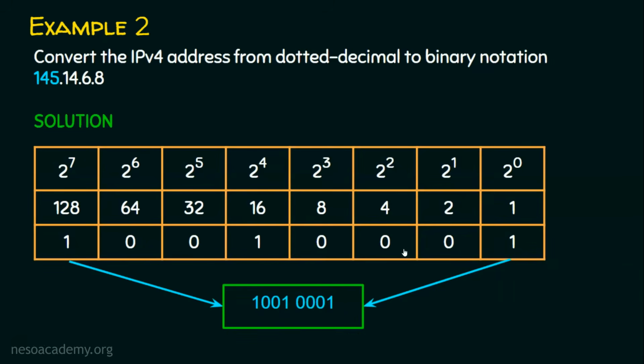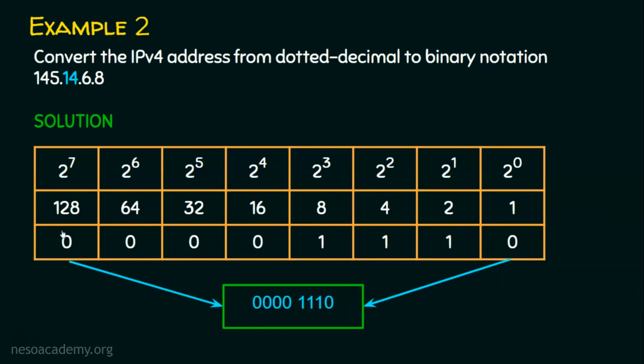Just fill zeros in the remaining places. So we will be getting 10010001, which is this. So the binary equivalent for 145 is 10010001. Let's move on to the second octet, which is 14.